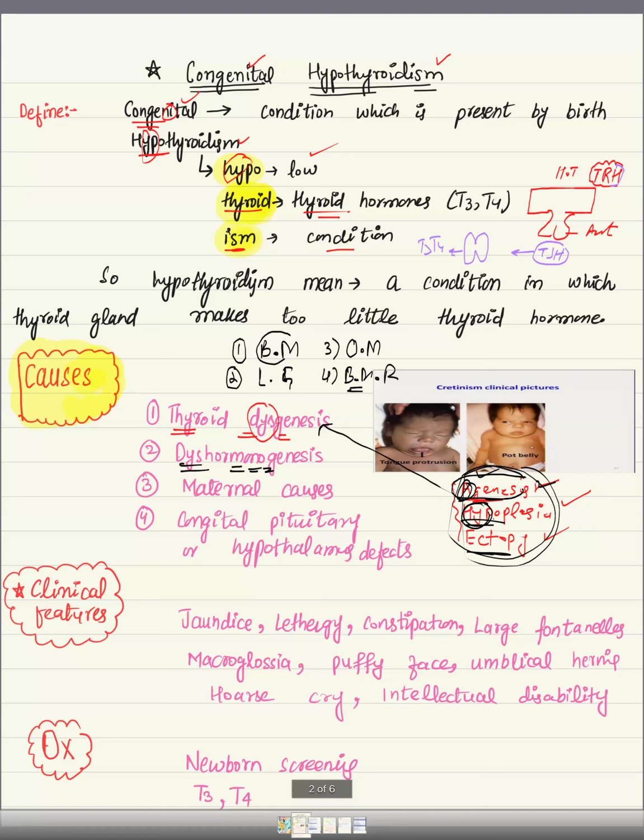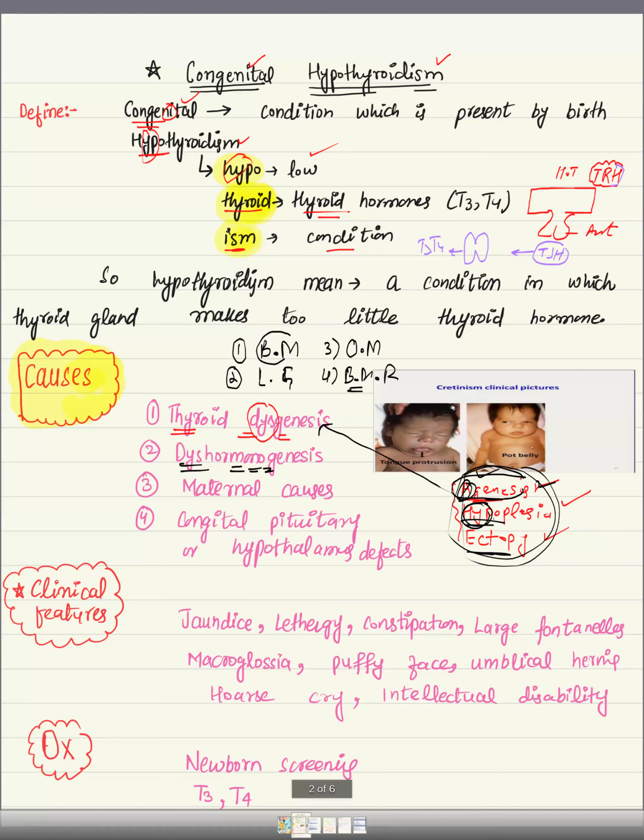Now, a very important point: we have to differentiate the types of hypothyroidism. We have two main categories of hypothyroidism. One is primary hypothyroidism, and the second is secondary hypothyroidism. Primary or secondary hypothyroidism can happen in a baby, so it can lead to congenital hypothyroidism, which is also called cretinism. Cretinism is another term used for congenital hypothyroidism.